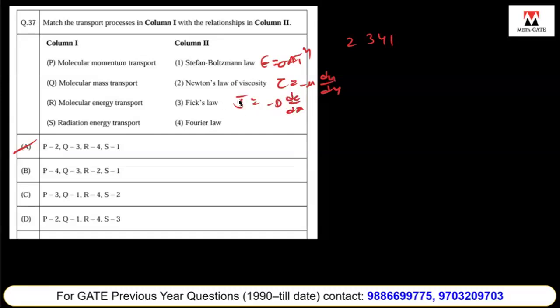Fourier's law describes the flow of heat in a material. So q is equal to minus k into dT by dx. This is the temperature gradient, this is thermal conductivity, and this is heat flux.